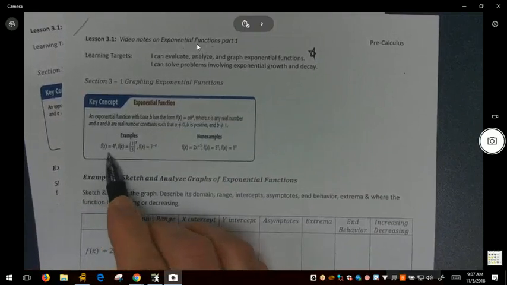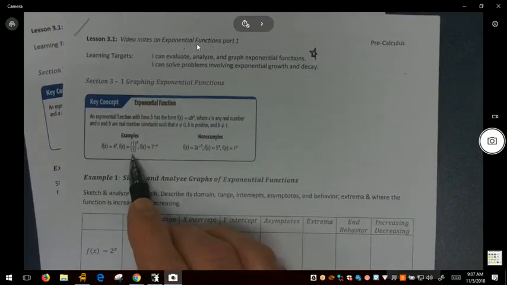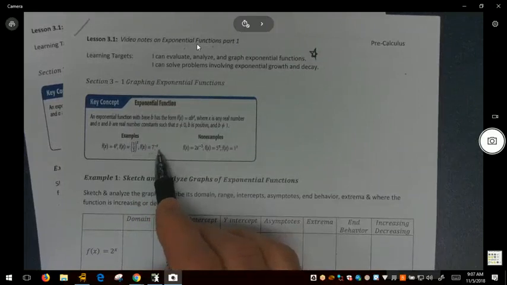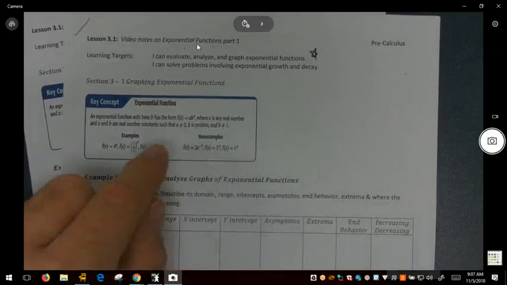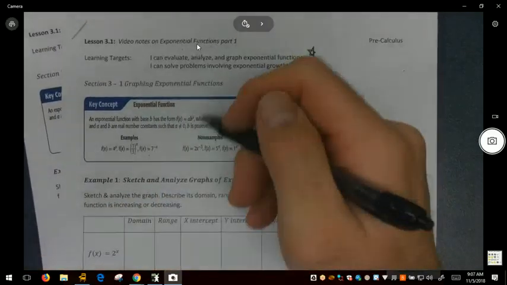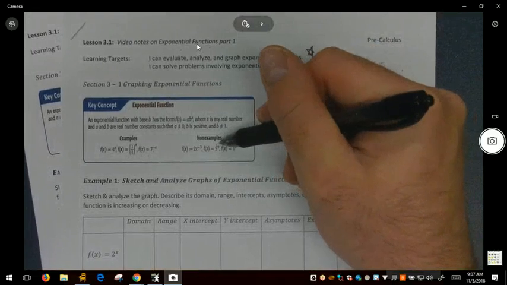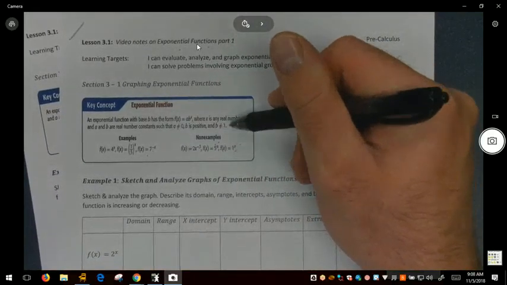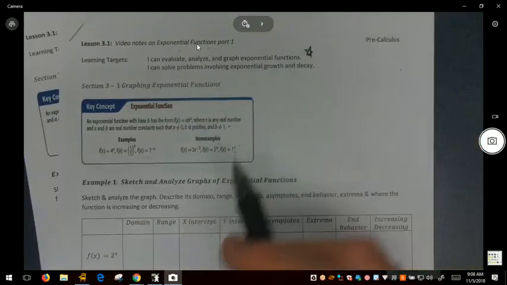Here are some examples: f of x equals 4 to the x, f of x equals 1/3 to the power of x, f of x equals 7 to the power of the opposite of x. Non-examples: 2x to the negative third, notice x isn't in the exponent; 5 pi, x isn't in the exponent; 1 to the x, the base is 1, which is not allowed.